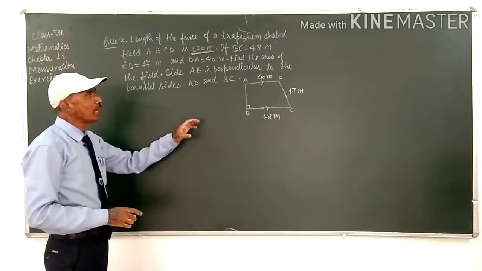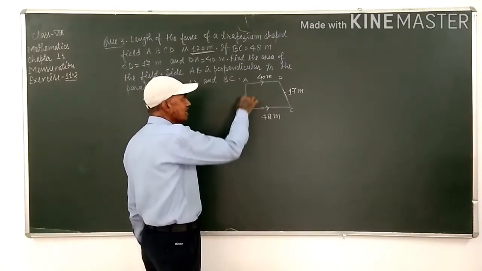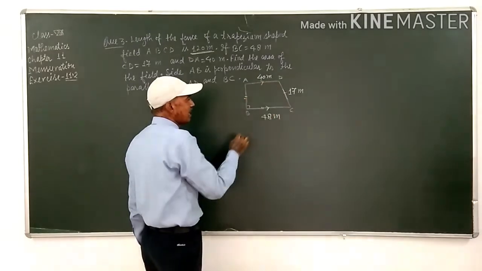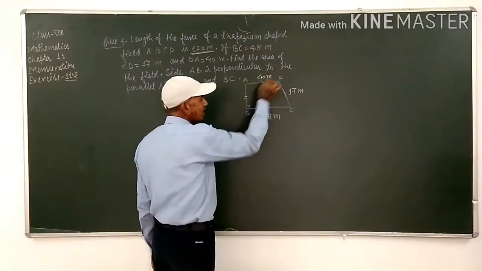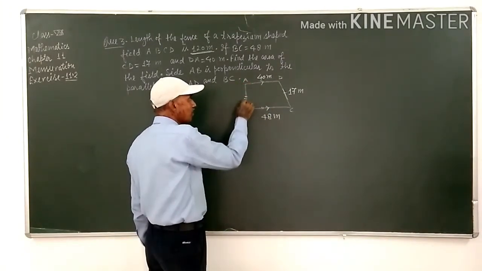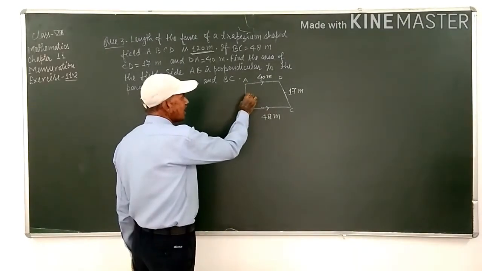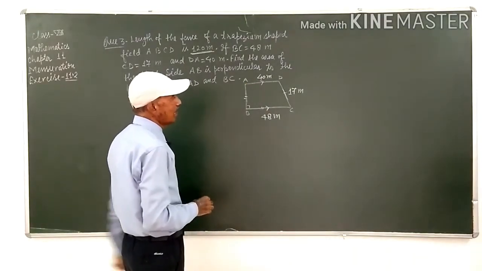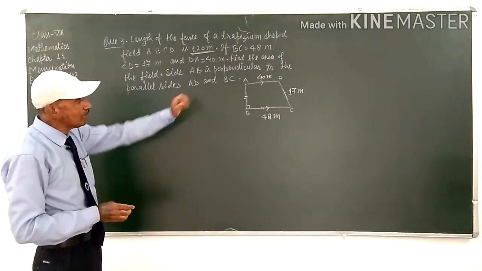Now first of all we have to find out this height, that is the perpendicular height, the distance between these two parallel sides. Parallel sides are BC and AD. These are the parallel sides, and this one is the perpendicular distance between them, and that is the height. AB is the height. Clear student? So first of all we have to find out the length of AB.